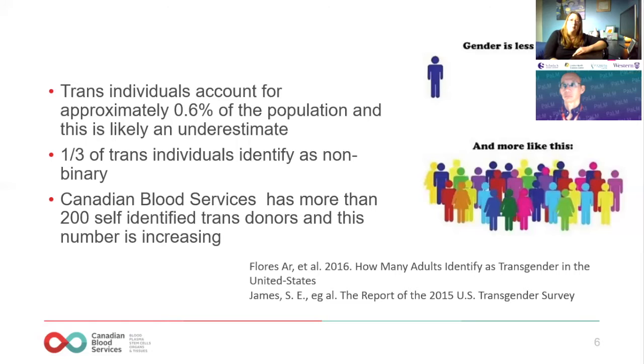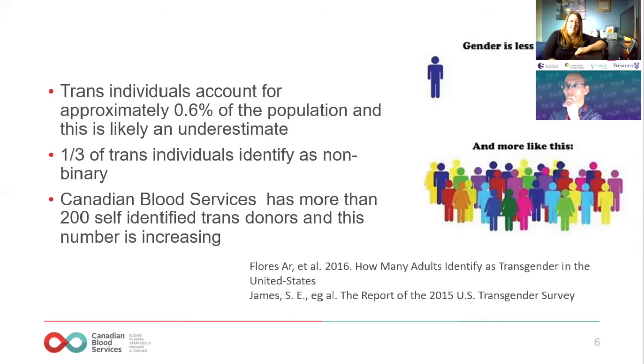So in terms of population estimates, accurate population estimates of the number of trans people is really a challenge because many data collection platforms aren't inclusive with identifying these individuals. The most widely used and reported stat is one by Flores and colleagues from 2015. And this was done through the Williams Institute, and they found that 0.6% of the US population identifies as trans. And really this number is most likely an underestimate.